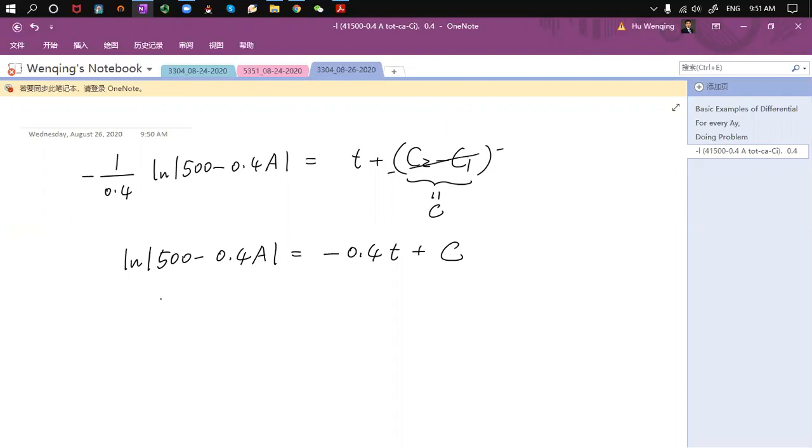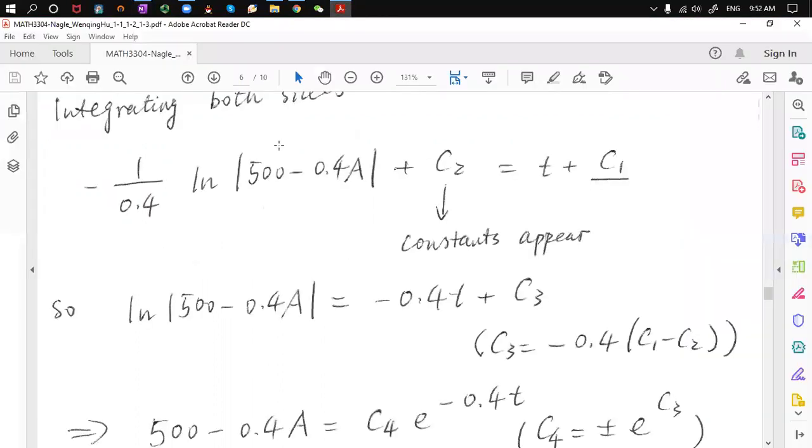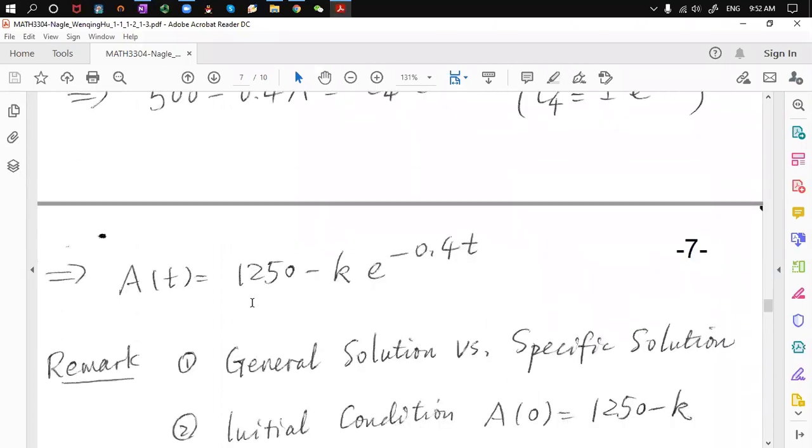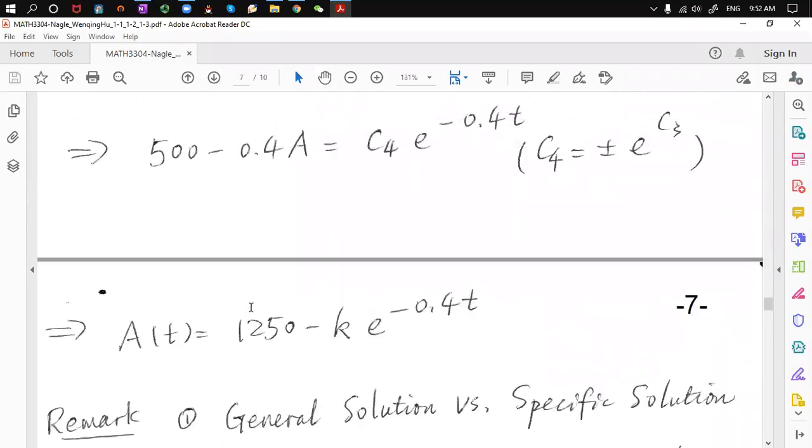Now, once you have that, you can further raise this: the absolute value of 500 minus 0.4 of A is e to the power of minus 0.4 of t, times e to the power of C, because it is a plus C. But if C is a constant, e to the power of C is again a constant, and I can use another constant k to represent this quantity. So you are changing constants to constants. In the end, once you have that k, you find a solution to your problem.